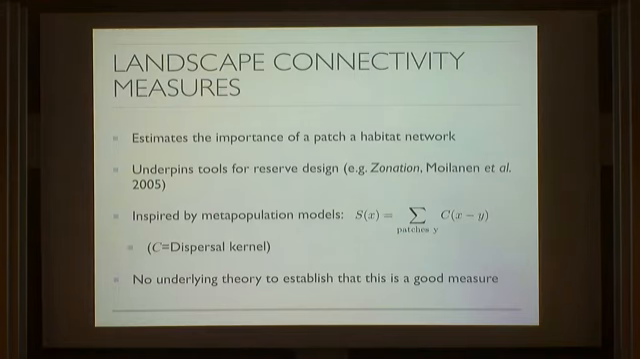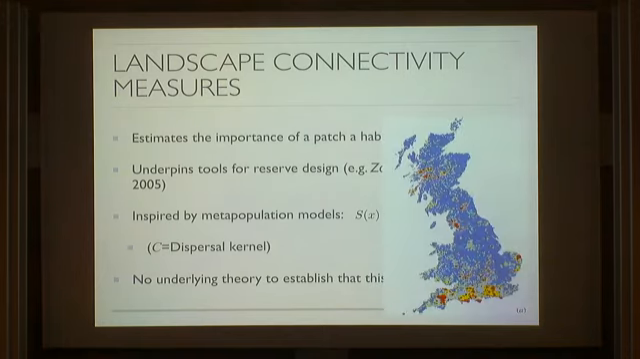And it's been used in a variety of tools used to advise reserve design. The best known of these is Zonation. The idea is that you say that the value of a patch, or the contribution of connectivity from one patch, is just given by the sum over all the nearby patches of some kind of connectivity kernel C evaluated for the distance between these different patches. Typically, C is taken to be the dispersal kernel, but it could actually be anything. Now, although this does clearly measure the degree to which the network is connected, there's no underlying theory that says whether this is a good measure, the best measure, whether it would be possible to improve on this by developing some different sort of measure.